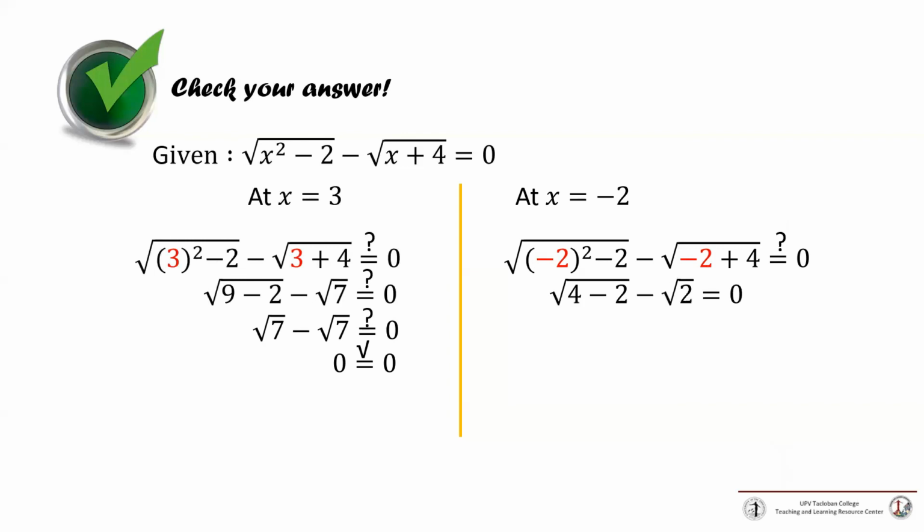Okay, then simplifying the expressions on the left side, we have the square root of 4 minus 2 minus the square root of 2 is equal to 0. And then we have the square root of 2 minus the square root of 2. Is it equal to 0? Yes. The left-hand side is 0 and the right-hand side is 0. Therefore, we can say that -2 is a solution of the original equation. And also, x is equal to 3. Therefore, we have the solution set, -2 and 3.